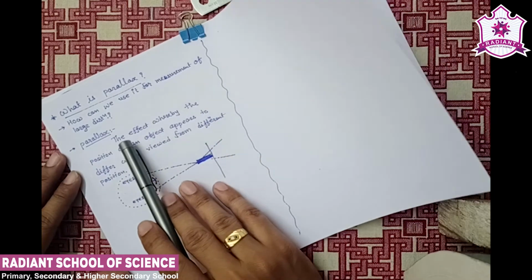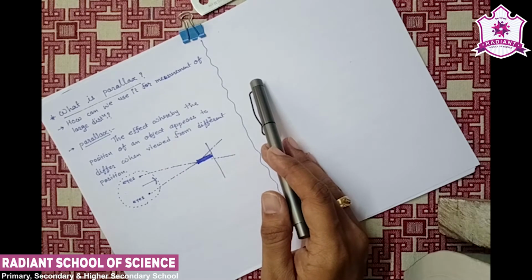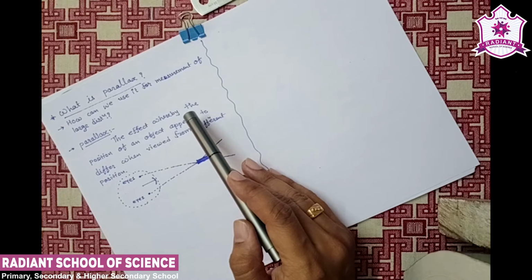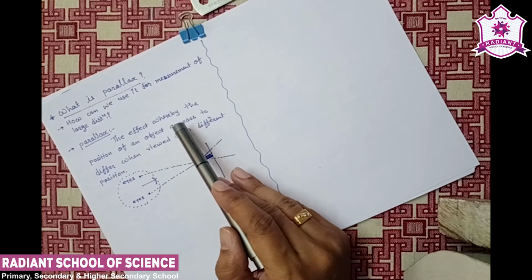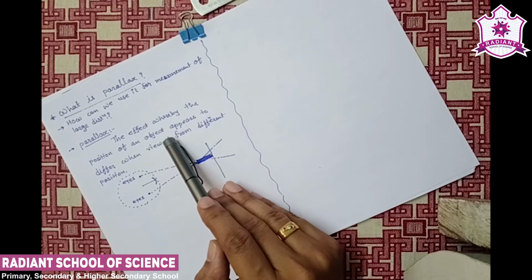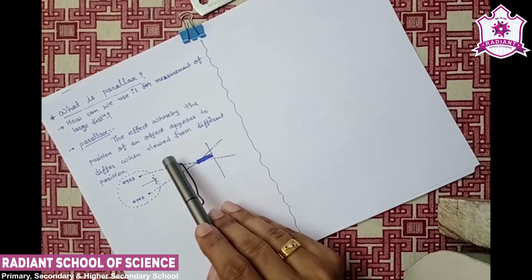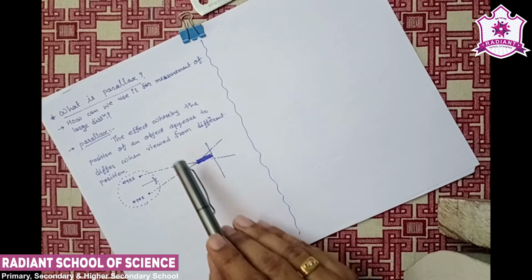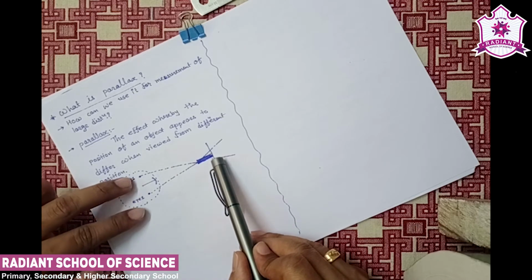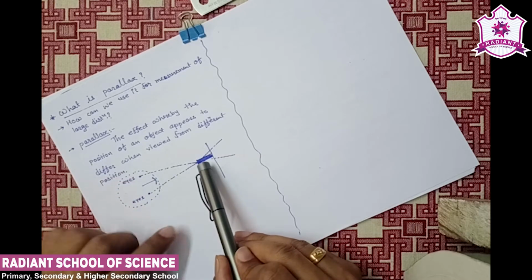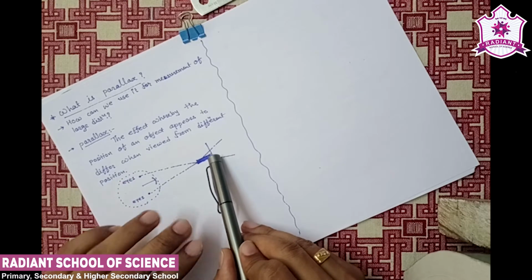Okay, so see what is parallax. In general, if we say in one sentence, it is the effect whereby the position of an object appears to differ when viewed from different positions. That means when we view one object from two different places, we find that the actual position is somewhere else.